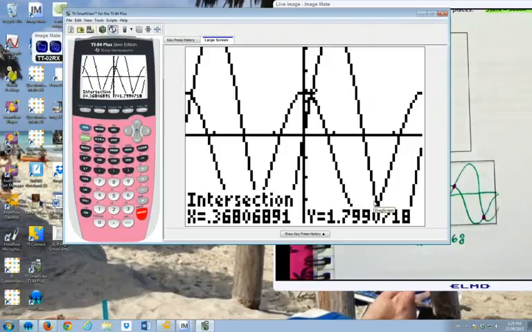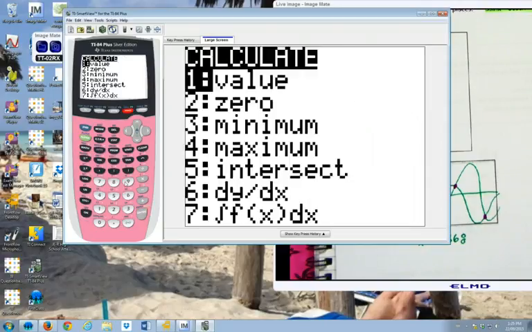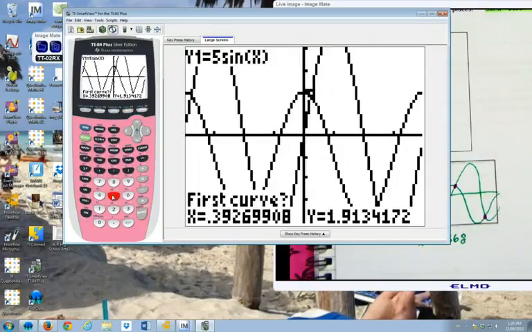So I'm going to repeat the process. I want you to watch me and then do it. Don't try to do it at the same time. I'm going to go back to second function calc. I'm going to go back to number 5. Look where the cursor is. It should be flashing on that first intersection point.